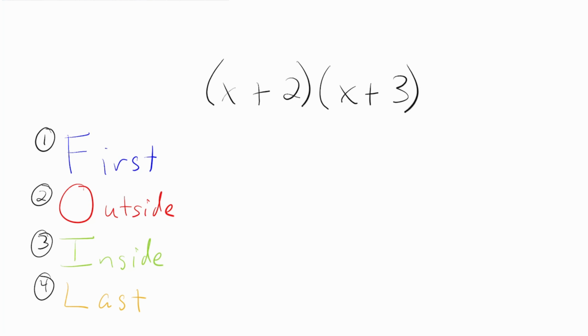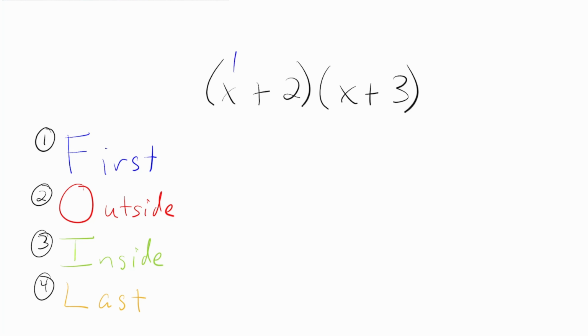Well, let's look at the first parentheses here. X plus 2. What comes first? The x. Well, let's look at the other parentheses. X plus 3. What comes first there? Also x. So since the x's are the 2 firsts, let's multiply them. X times x is x squared.